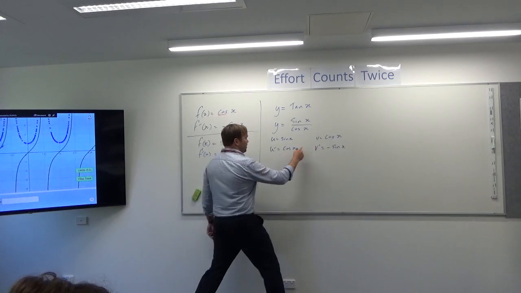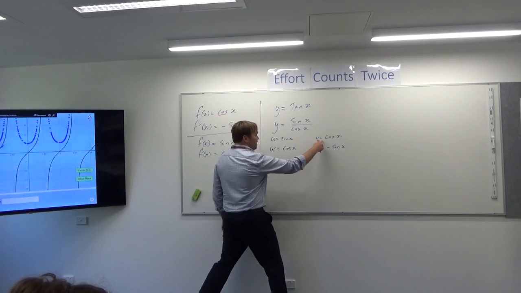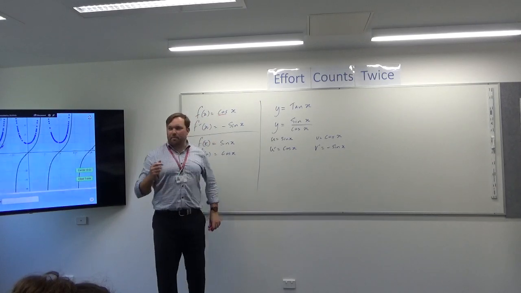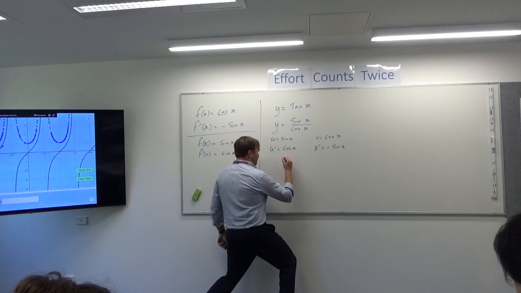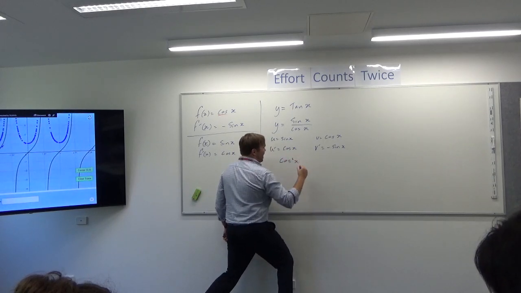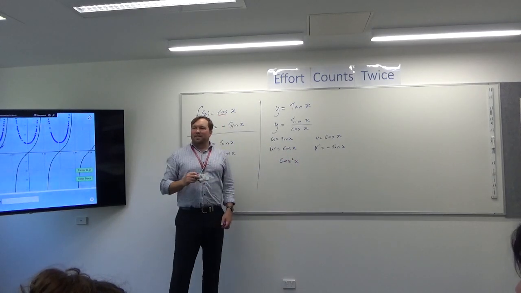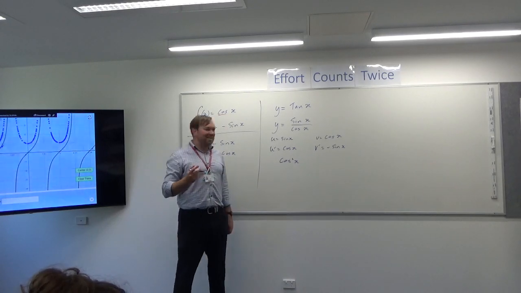So u dash v looks like this. Cos times cos. Do you guys remember how you write cos times cos? Cos squared. Yeah, you put the 2 in a weird place. So it's cos squared x.